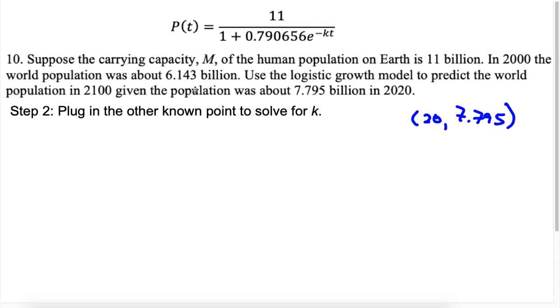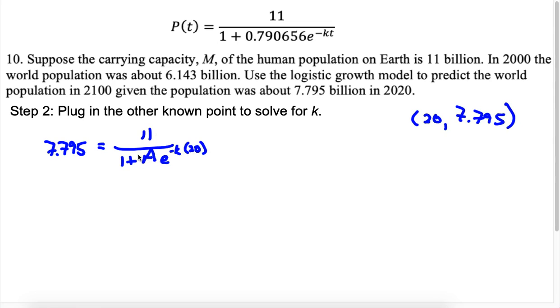So I'm going to take this equation, 11 over 1 plus... Now, since I stored this value as A in the calculator, I'm just going to write it as capital A as I'm writing this out, to the negative k times 20 power, and that's going to equal the population of 7.795. So now I just want to take this and solve for k. Remember, A is just a value. I'm just not going to write out that huge decimal every time since we stored it as A.